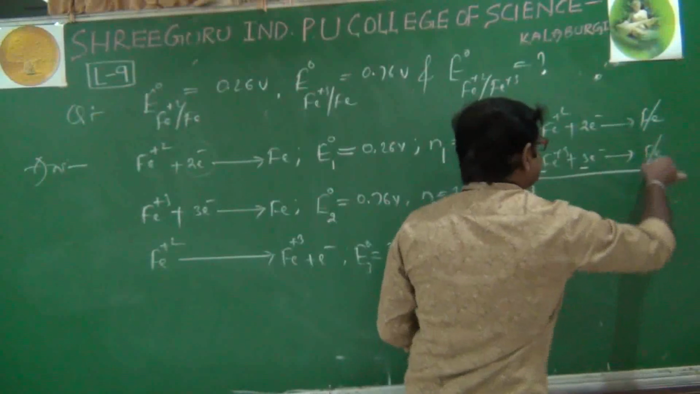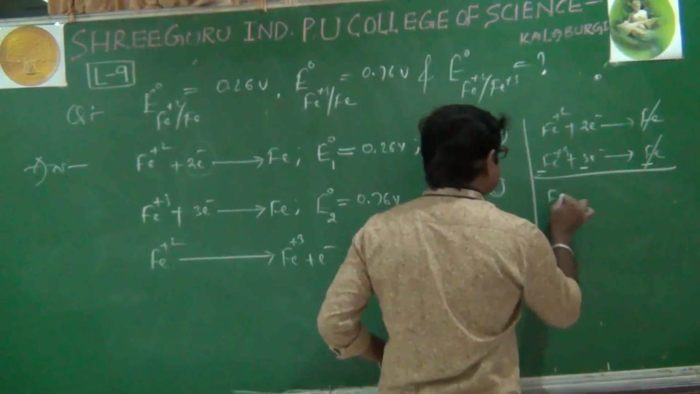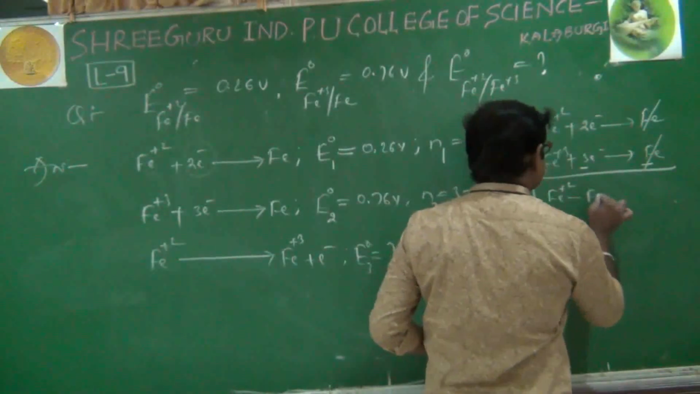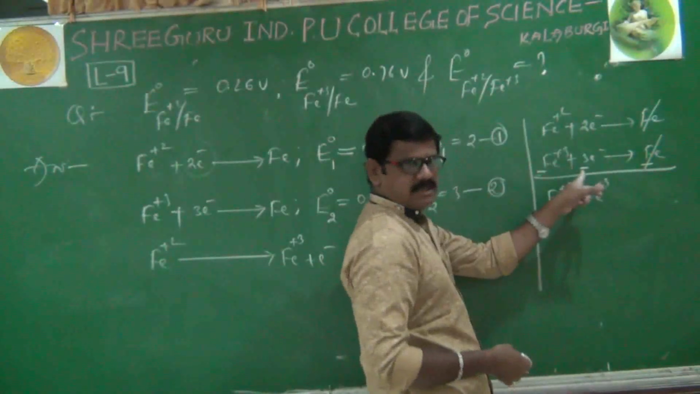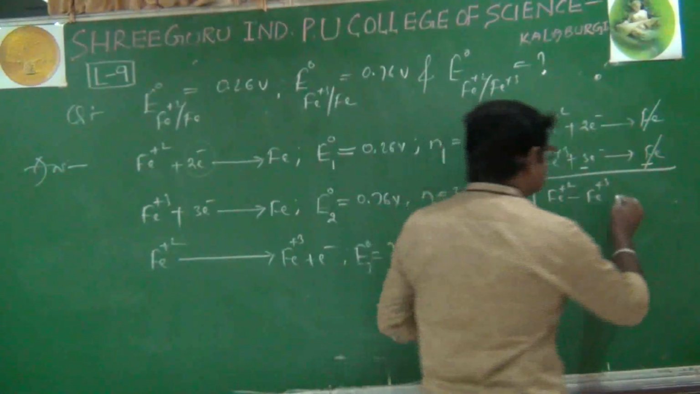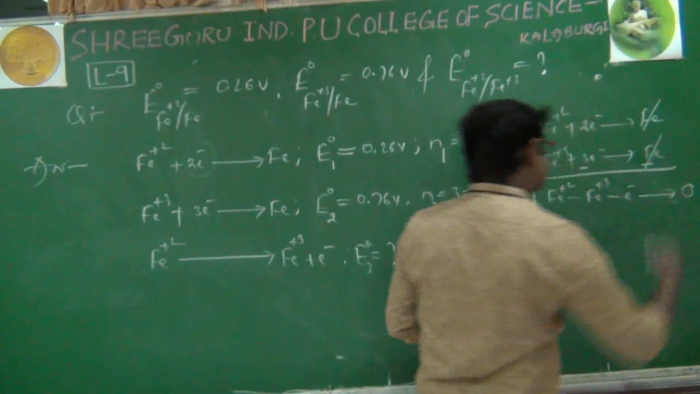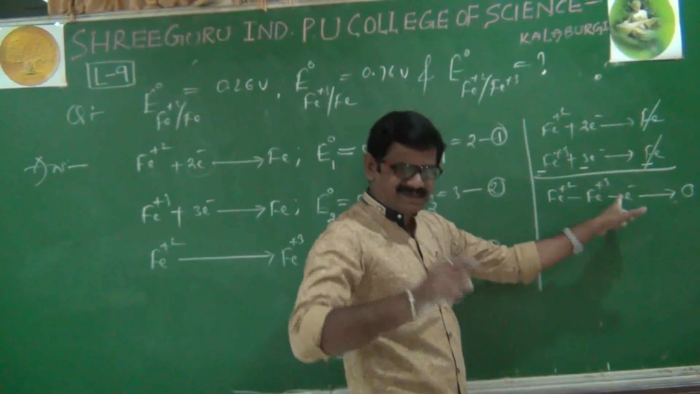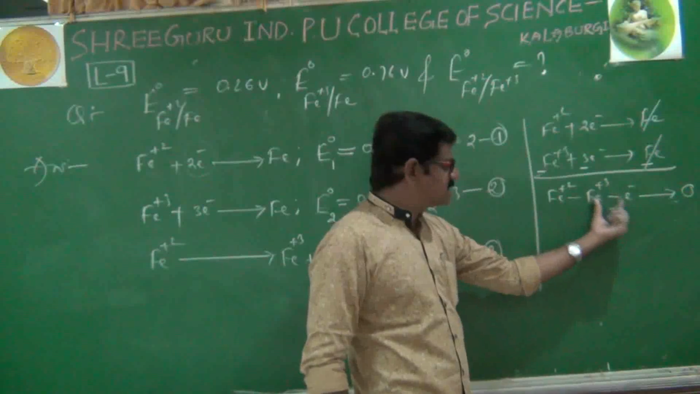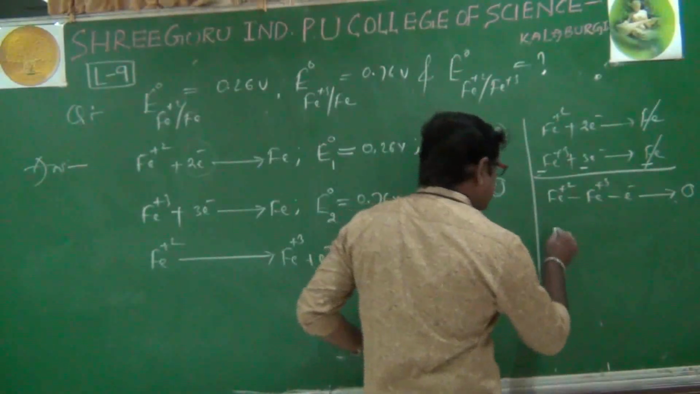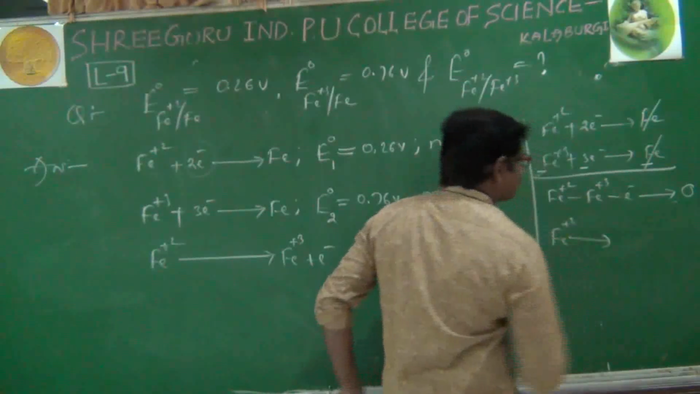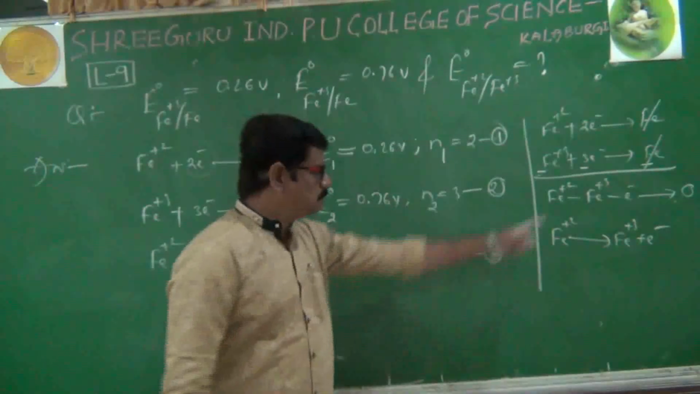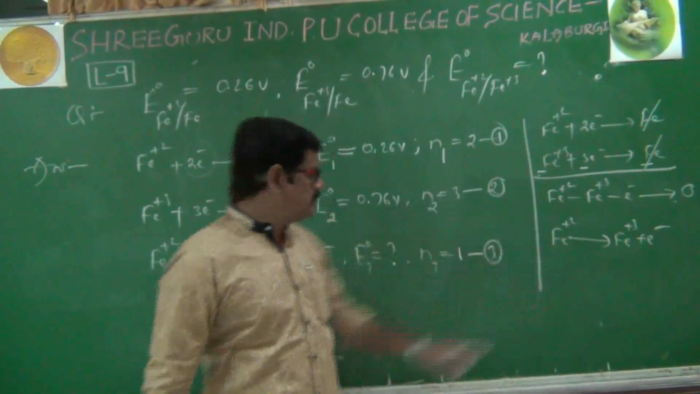Then Fe minus Fe we can cancel. Therefore Fe+2, then minus Fe+3, and 2 minus 3. 2 minus 3, you will get minus 1 electron, and the product side is 0. Now whatever species have minus signs will shift to the RHS. Therefore you will get Fe+2 gives Fe+3 plus electron. Both are quite similar.